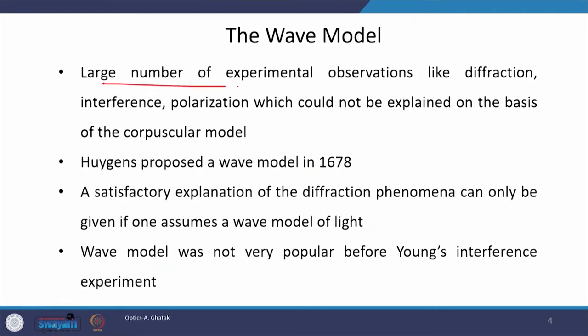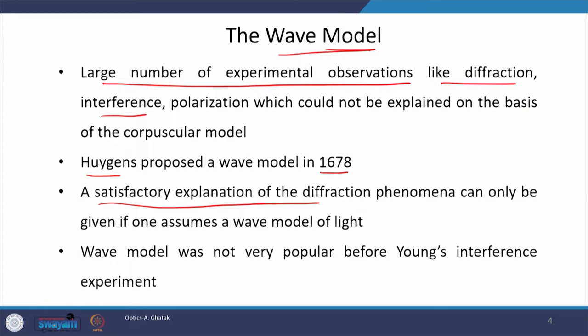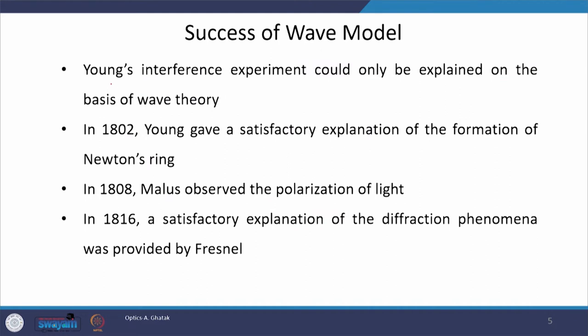Now a large number of experimental observations like diffraction, interference, polarization, these things could not be explained on the basis of the corpuscular model. And therefore people thought of a new model, which we call the wave model, and this model was proposed by Christian Huygens in 1678. A satisfactory explanation of diffraction phenomena can only be given if one assumes a wave model of light. The wave model, which was proposed by Huygens, was not very popular before Young's interference experiment. Young's interference experiment could only be explained on the basis of wave theory.